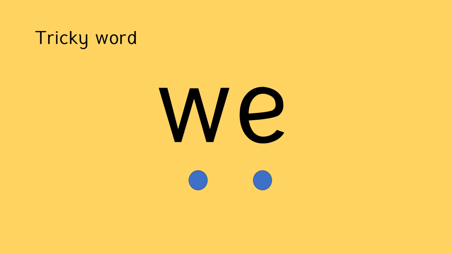Okay, here's our tricky word for today. We've done he, we've done me, and in session 3 we've got we. Just like before, it's not making the e sound, it's making the e sound. So that's the bit that is tricky for you guys, but I think we can read this word. So this word is we. Can you have a go at reading it?